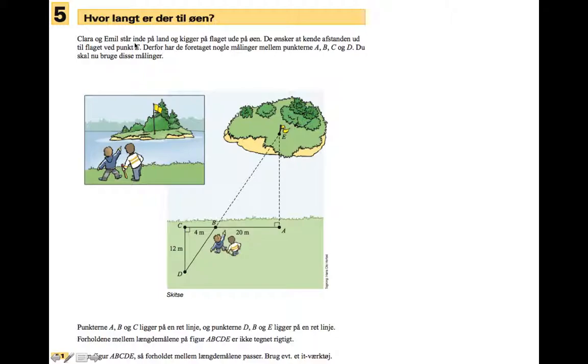Clara and Emil are standing on land and looking at the flag out on an island. They would like to know the distance to the flag at point E. So they've taken some measurements between points A, B, C, and D. You now have to use these measurements. Okay, so they've taken measurements on land where they are, and they're going to use those measurements to figure out the distance across the water to the flag on the island.